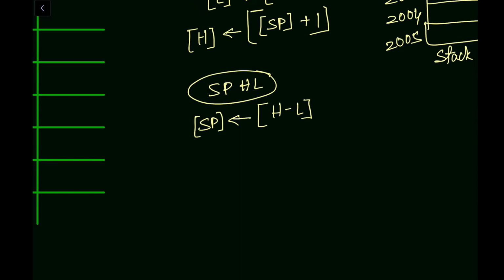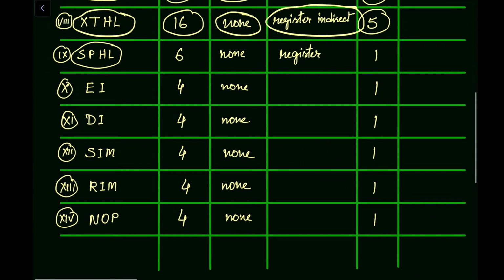That means whatever be the 16-bit data available in the HL pair, that will be directly copied into the stack pointer content. That means now the data content in the HL pair will be the address that is pointed by the stack pointer. I hope you are getting this point. So this is the function of this SPHL.